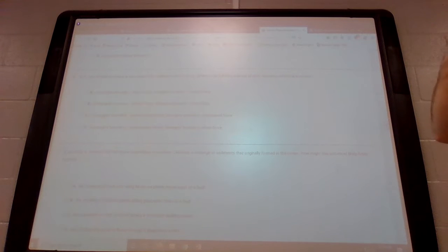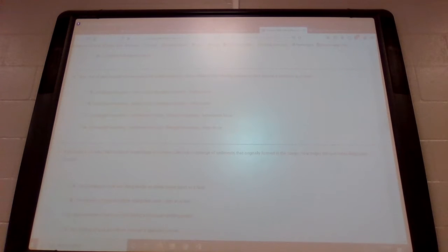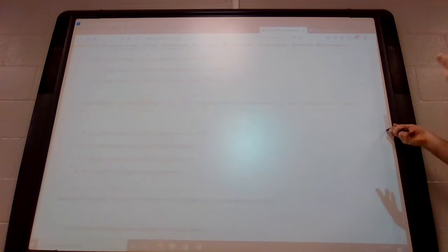Let's see. Each side plate boundary is associated with a different primary force. Which of the following pairings of plate boundaries and forces is correct? So basically, you got to think, if it's convergent and coming together, is it getting squeezed or is it getting pulled? If it's divergent and separating apart, is it getting squeezed or is it getting pulled?